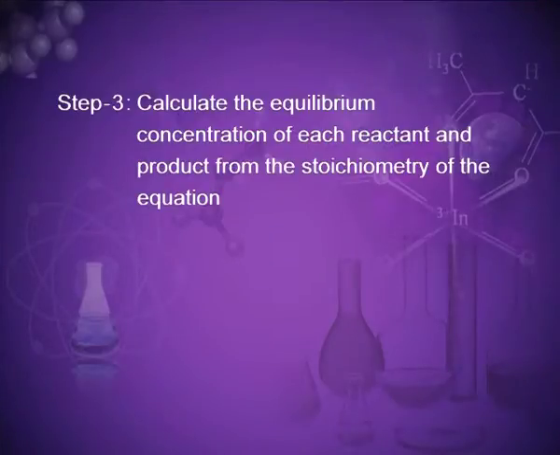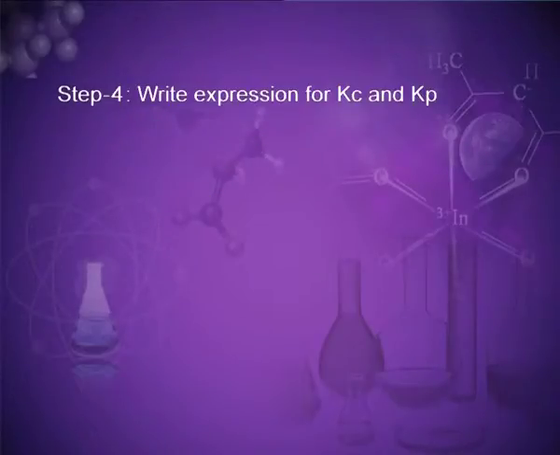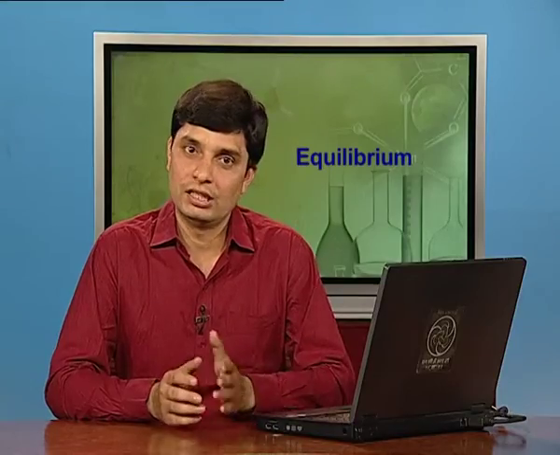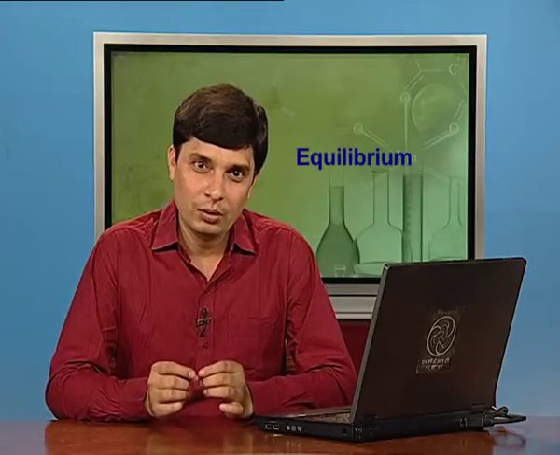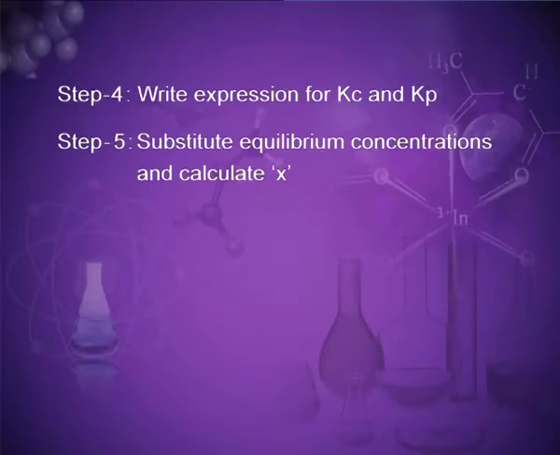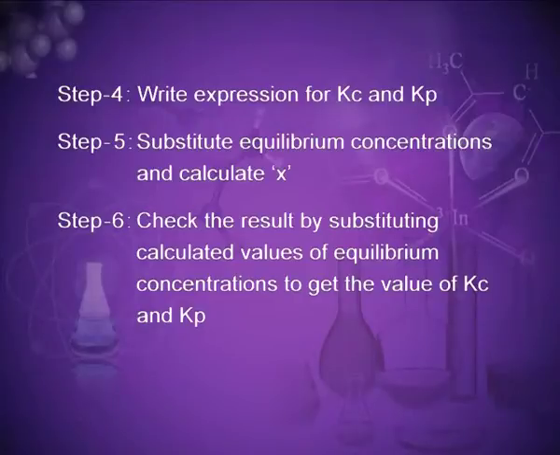Step 3, calculate the equilibrium concentration of each reactant and product from the stoichiometry of the equation. Step 4, write the expression for Kc and Kp. Step 5, substitute the equilibrium concentrations and calculate X. Step 6, check the result by substituting the calculated equilibrium concentrations to get the value of Kc and Kp.